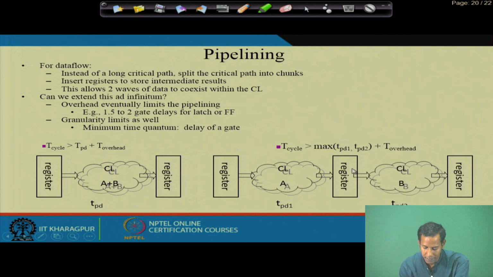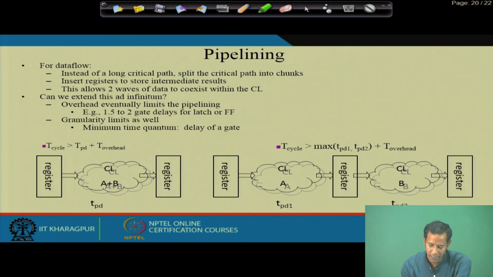So, at that time I can minimize the cycle time, because now the total TPD is divided by 2. Suppose in this case it is 4. I can divide it into 2 and 2, so it will be 2 plus, if the T overhead is 1, 2 plus 1 it will be 3, which initially was 4 plus 1, 5.